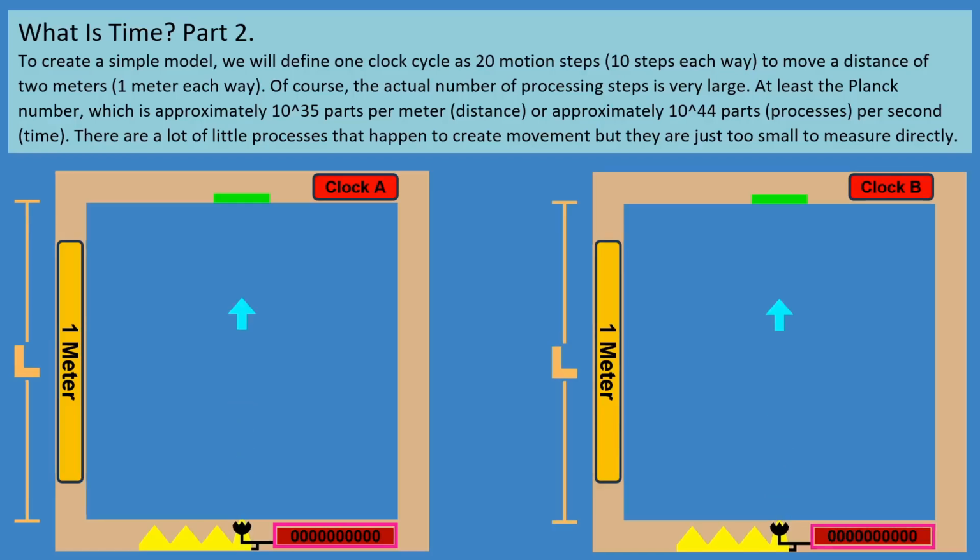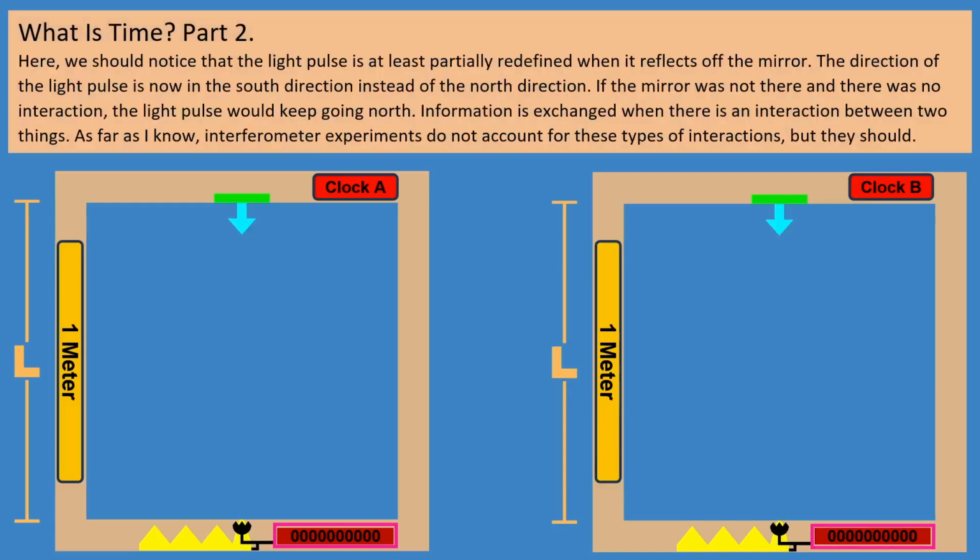The light pulse travels north in little incremental steps until it turns around. And here we should notice that the light pulse is at least partially redefined when it reflects off the mirror. The direction of the light pulse is now in the south direction instead of the north direction. If the mirror was not there and there was no interaction, the light pulse would just keep going north. Information is exchanged when there is an interaction between two things. As far as I know, interferometer experiments do not account for these types of interactions, but they should.